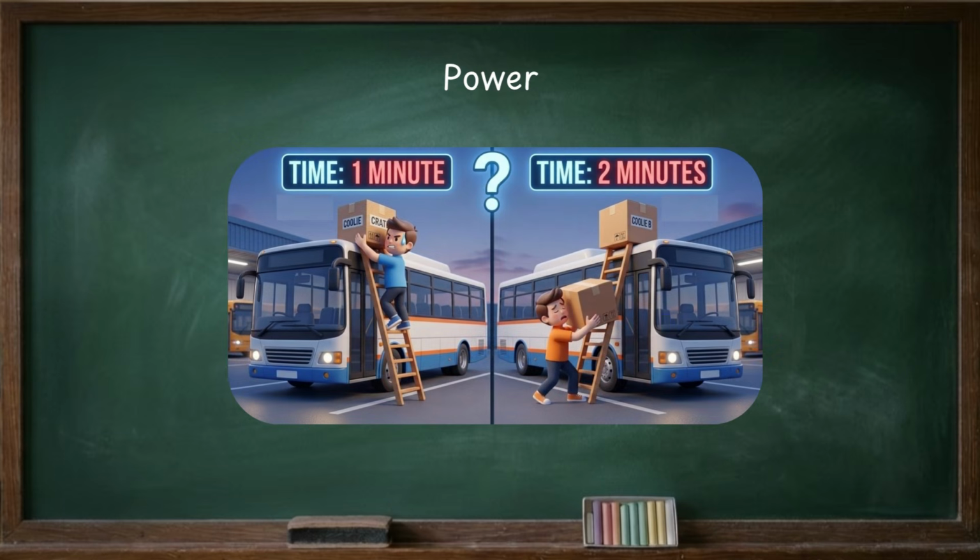Now let me ask you another question. Imagine two coolies, A and B, lifting identical loads to the roof of a bus. Coolie A takes 1 minute, while coolie B takes 2 minutes. If the power spent by coolie B is P, what is the power spent by coolie A? Since they lifted the same load to the same height, they did the exact same amount of work. But because coolie A did it in half the time, coolie A spent twice the power of coolie B.